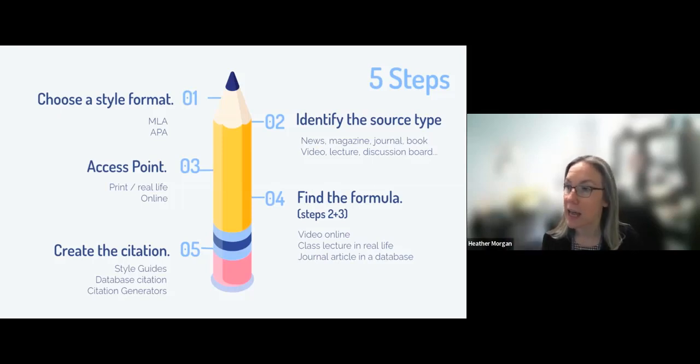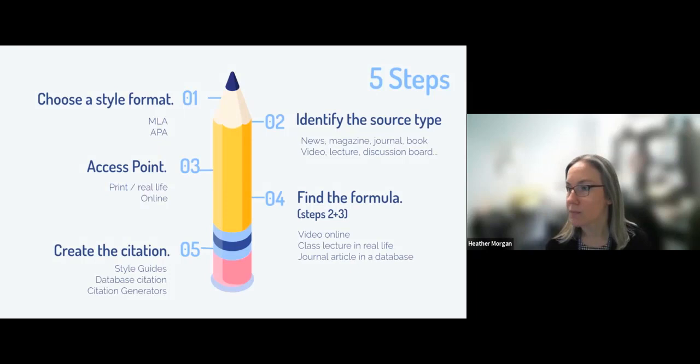You may think, hey, I read the Spokesman Review online, and you're thinking, okay, so I'm citing a website because I'm looking at it online. When in actuality, the Spokesman Review is a newspaper that you are reading online. So your source type is different. It's kind of the tricky part of it, okay?